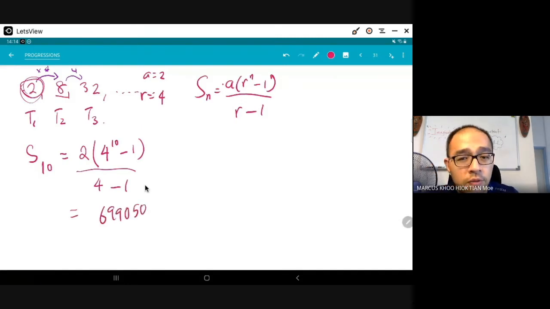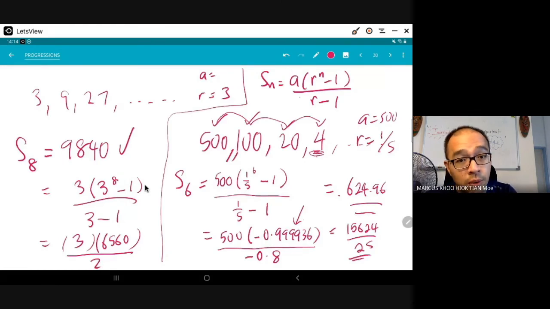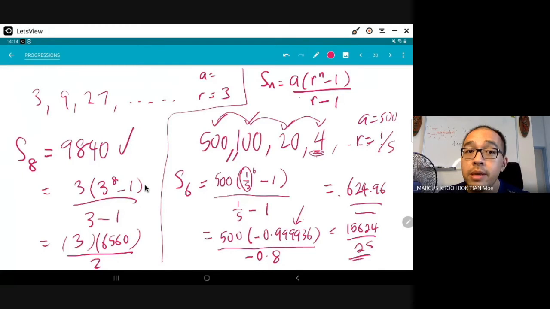699,050. So you find out that if the geometric progression is increasing, the number is getting bigger, it's easier to calculate. Problem comes when the number is getting smaller and the R is a fraction. So this one is the one that maybe you should do a lot more practice on. Okay, do a lot more practice on this.